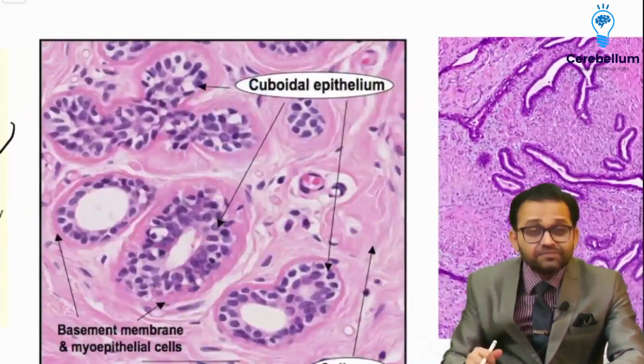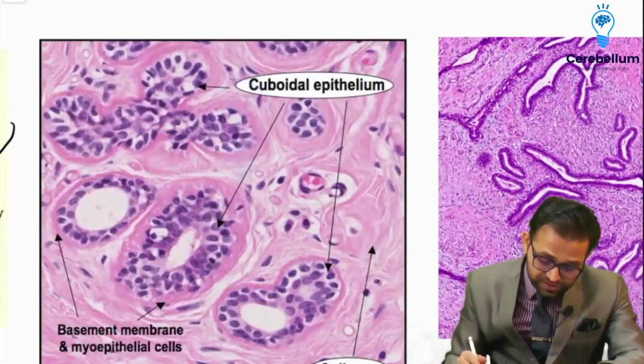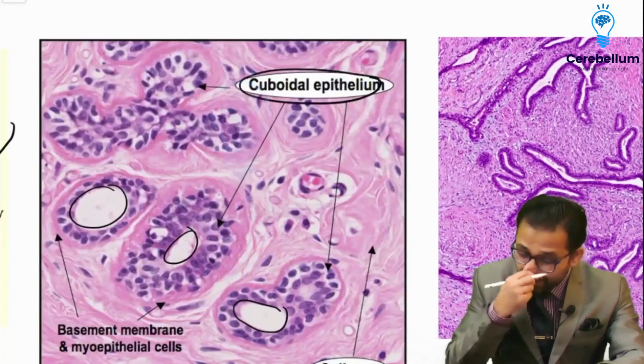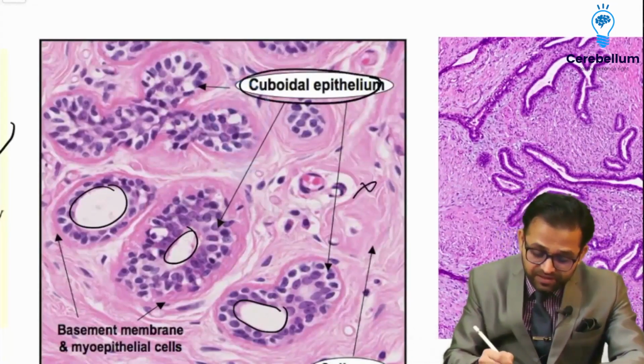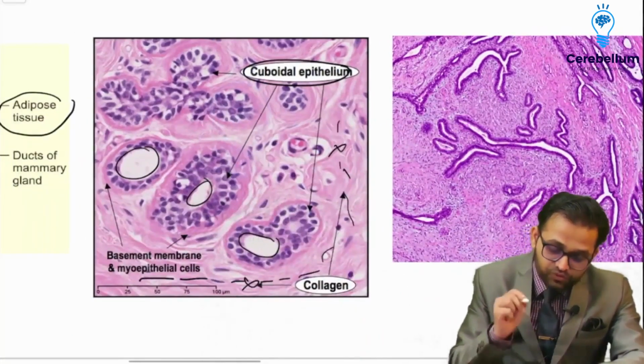Can you see here? That was a schematic diagram presentation. This is the real image. So you will see there is a presence of glands as well as ducts, which are lined by cuboidal epithelium. And the remaining portion is collagen, connective tissue, supporting tissue.